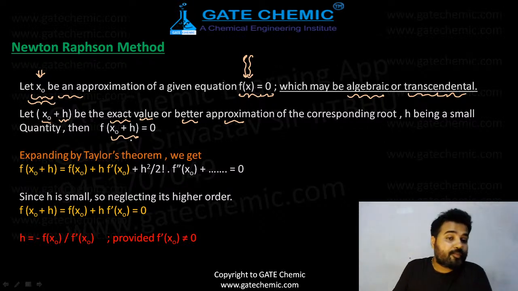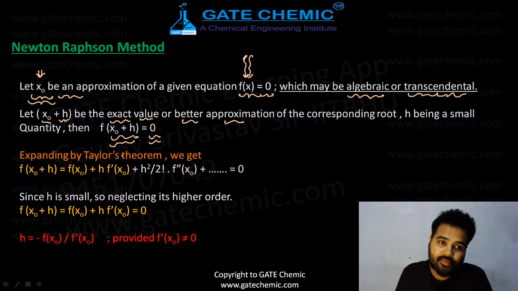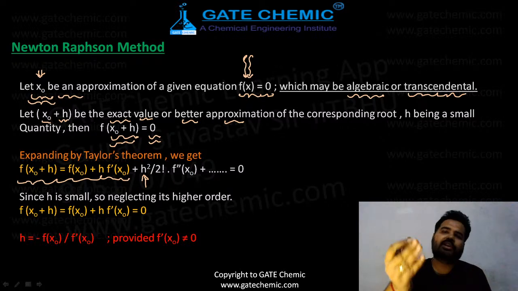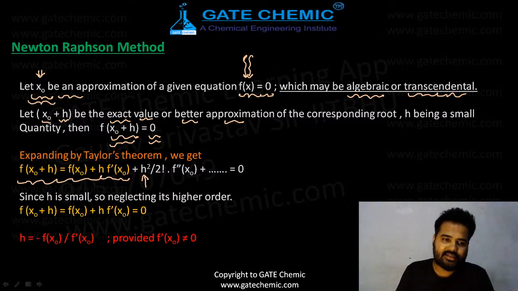Okay, so 100% this f(x0 + h) will give you 0. Now I am going to expand this f(x0 + h) = 0 by using Taylor theorem, and after expansion I am taking just two terms. Why just two terms? Because h is already small, and the square of a small value will give you an even smaller value. So since h is small, neglecting its higher order terms, now I got this equation.